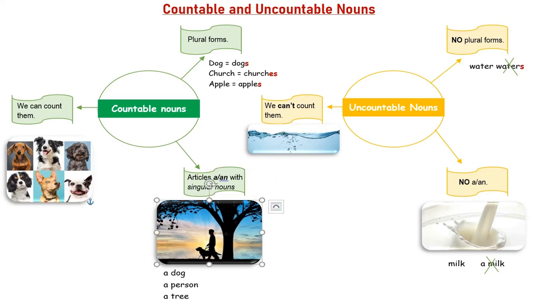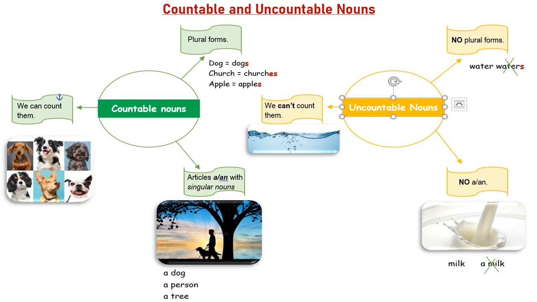Here we can find a dog, a person, and a tree. So we use the article a here because we only have one countable noun. We have one dog, so we say a dog, one person, a person, one tree, a tree.